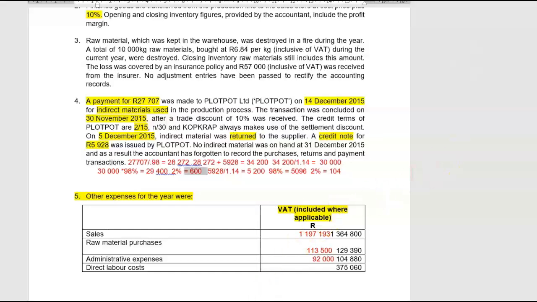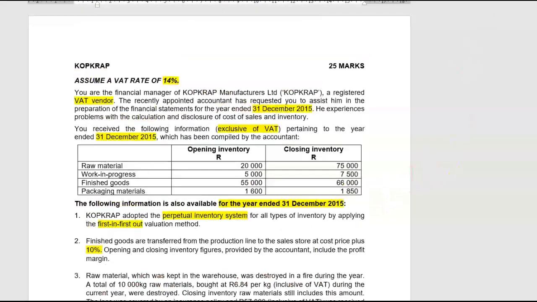Good. The second part of the question wants cost of sales, and the last part wants our disclosure of inventory. So let's open up all our accounts: raw material, work in progress, and finished goods.